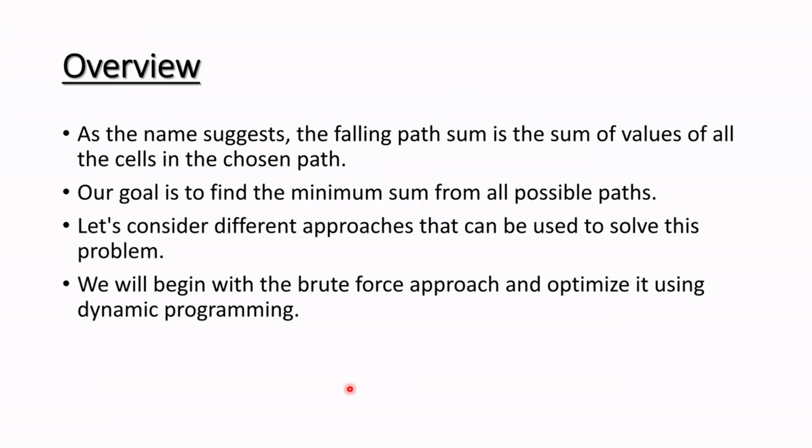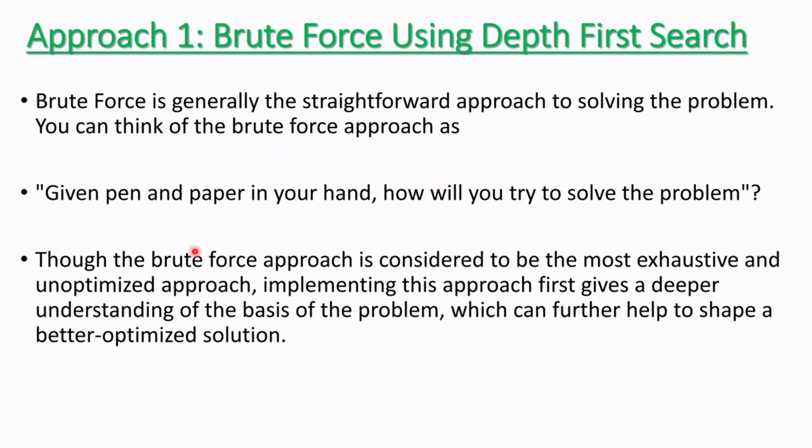So as the name suggests, the falling path sum is the sum of the values of all the cells in the chosen path. So our goal is to find the minimum sum over all the possible paths, right? So let's consider the different approaches that can be used to solve this problem. We will begin with brute force and optimize it using dynamic programming and so on. Okay, so let's begin with approach 1, that is brute force using depth first search, DFS.